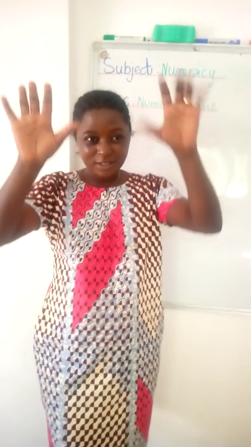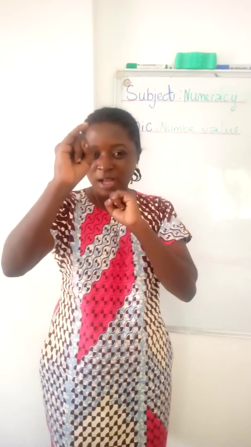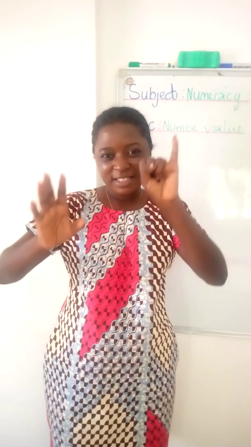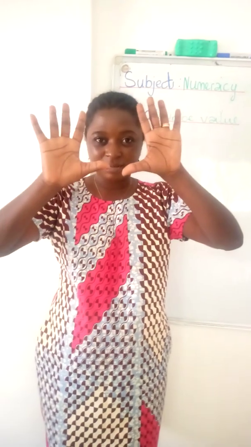How many fingers on two hands? Let us count together. 1, 2, 3, 4, 5, 6, 7, 8, 9, 10. That means you have 10 fingers, 5 on each hand. 5 here, 5 here, 10.